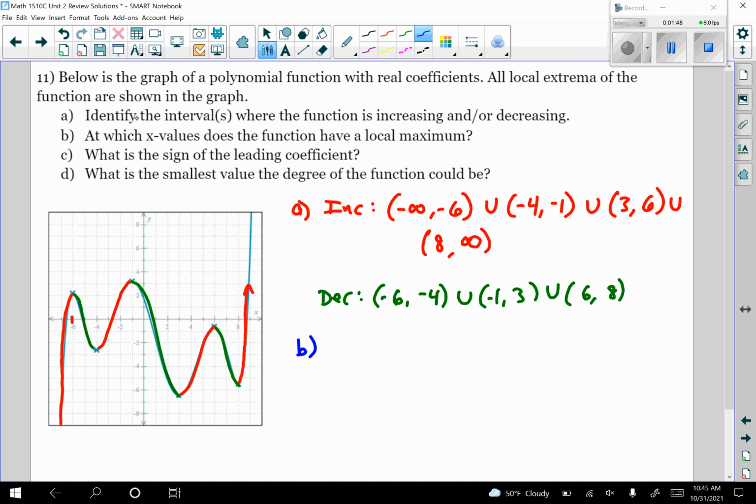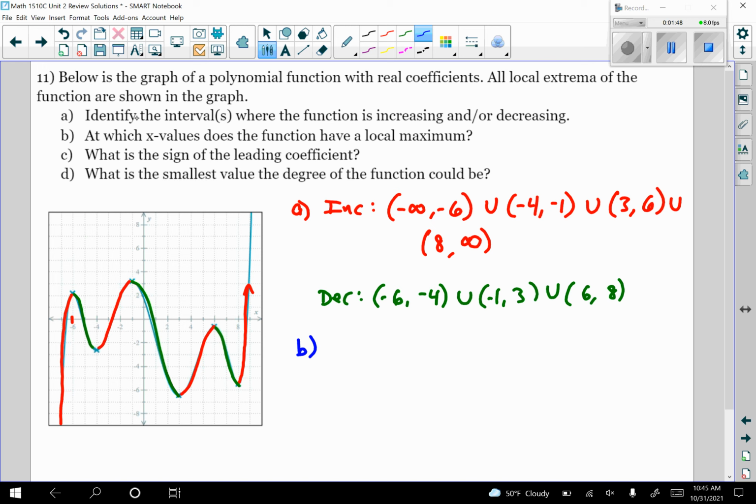So for part A, we are going to identify the interval or intervals where the function is increasing and or decreasing. Notice there's no parts of the function that are constant. So we're going to label this. Again, we always need to label our answers. Increasing, we always read a graph from left to right. So increasing is where the graph is going uphill from left to right. So that's going to happen here, here, here, and here. I'll just draw an arrow here.